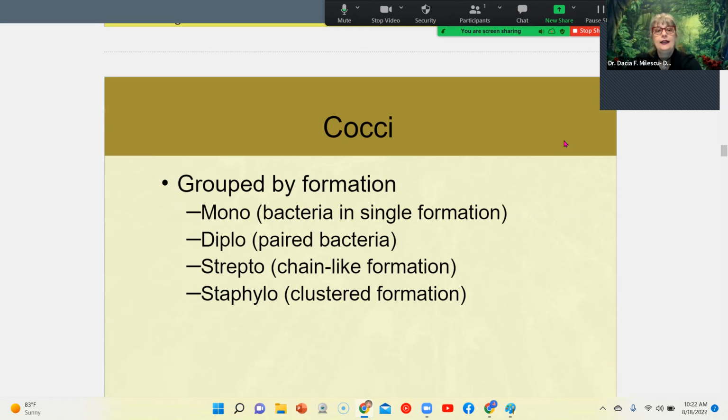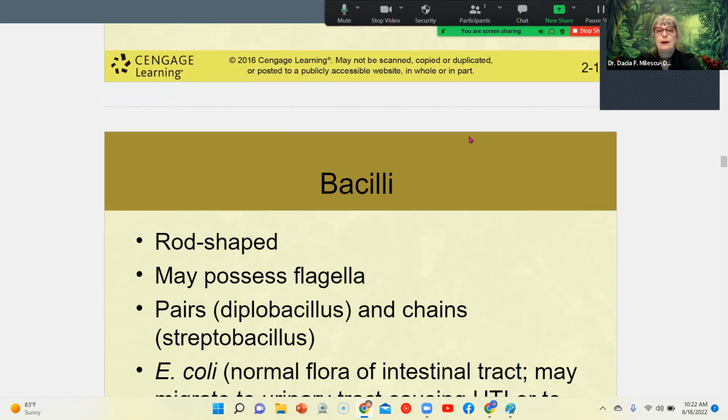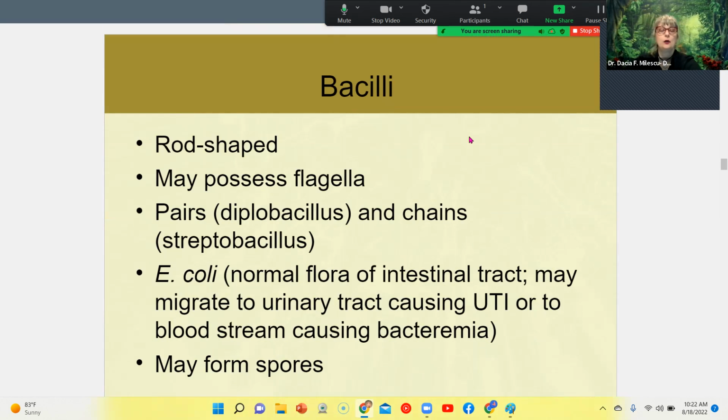All right, so cocci can be mono, diplo, strepto, or staphylo. Mono means one single cocci. Diplo means paired. Strepto means a chain. And Staphylococcus aureus, which is the most common bacteria on your skin, that means it's clustered. All right, so this is terminology that you need to learn and have down pat, because you're going to see it over and over. It is the foundation of microbiology, and you'll be using it a lot in medical microbiology.